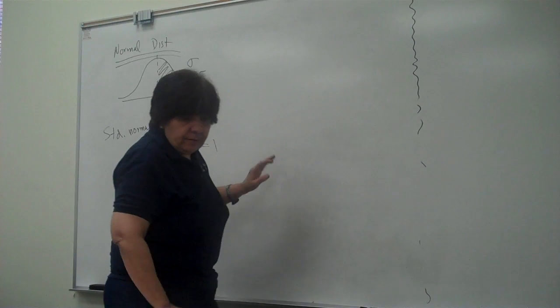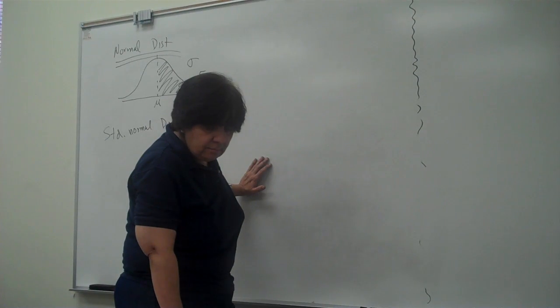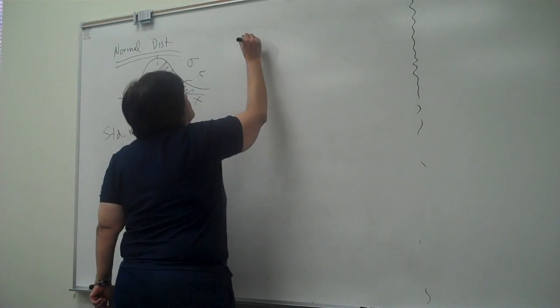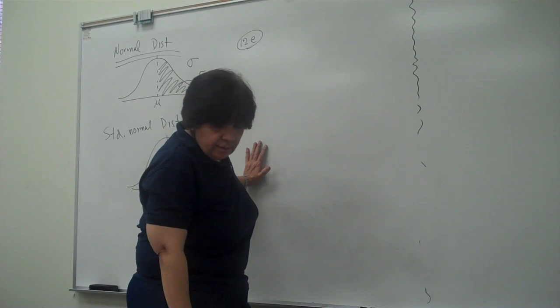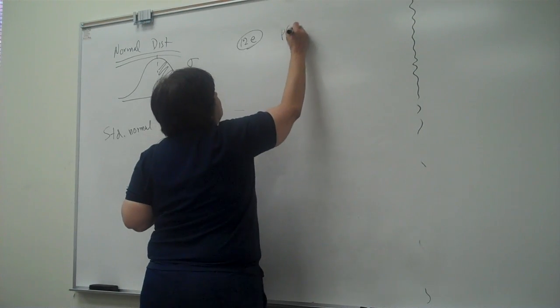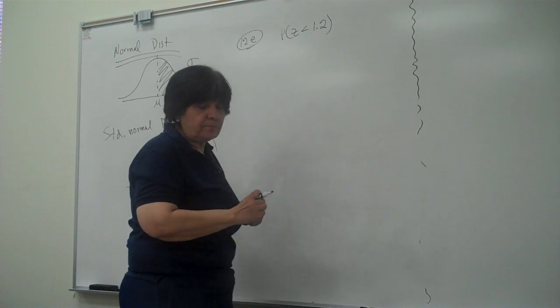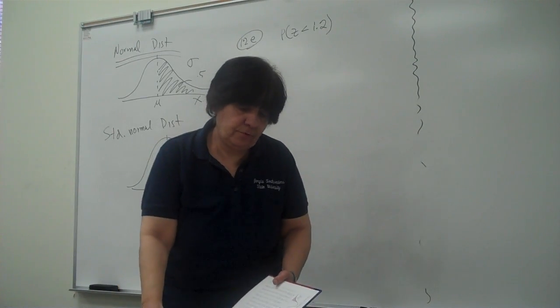Let's say that we have problem 12E. They said that given that z is a standard normal random variable, compute the probability that z is less than 1.2. In order to do that, we have to go to the tables.